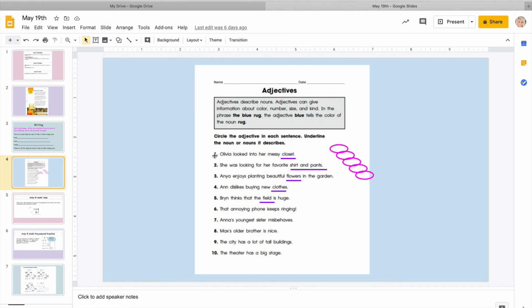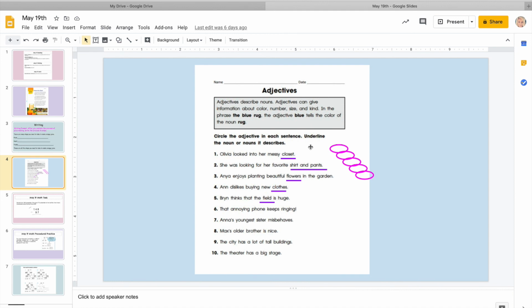So in the exercises today, we need to circle the adjective in each sentence and underline the noun or nouns it describes. So there are 10 today. I'm going to go over 5 with you. As you can see, I've already gone through and underlined the nouns. So what we're going to do is go through and circle that adjective that describes that noun.